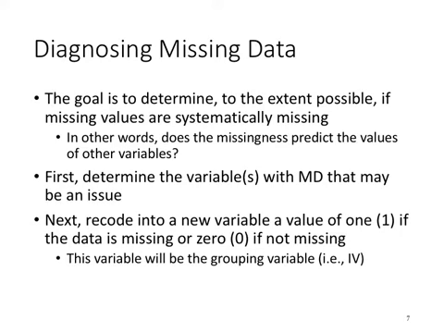So the goal is to determine, to the extent possible, if the missing values are systematically missing. In other words, does the missingness predict values of the other variables? To do this, we would first have to make some determination about which of your variables that have missing data may be an issue.